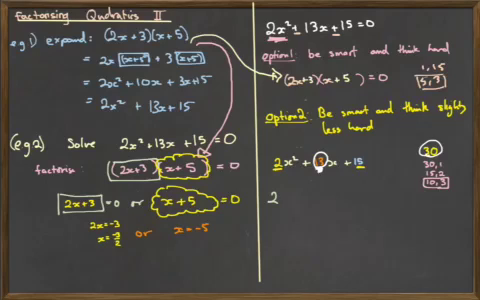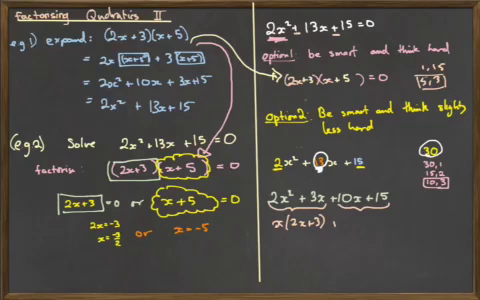So what I do now is I split that 13x up into 3x and 10x. So this is the same as 2x squared plus 3x plus 10x plus 15. All I've done is split that 13x. Now I look at the left part of the expression and factorise where possible. The common factor between 2x squared and 3x is x, so I can write this as x brackets 2x plus 3.